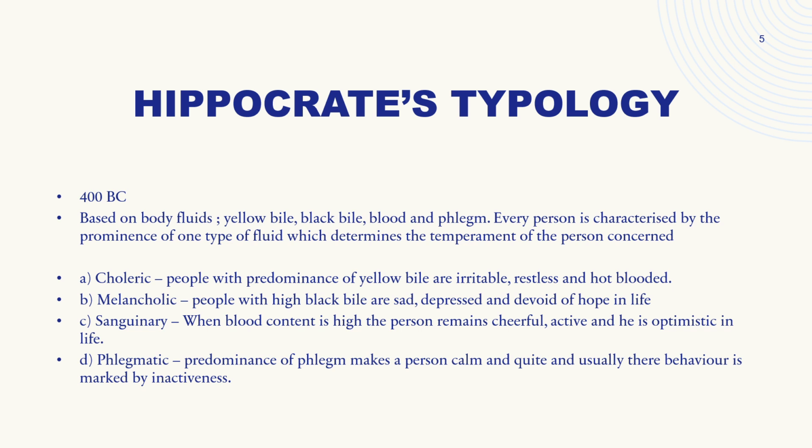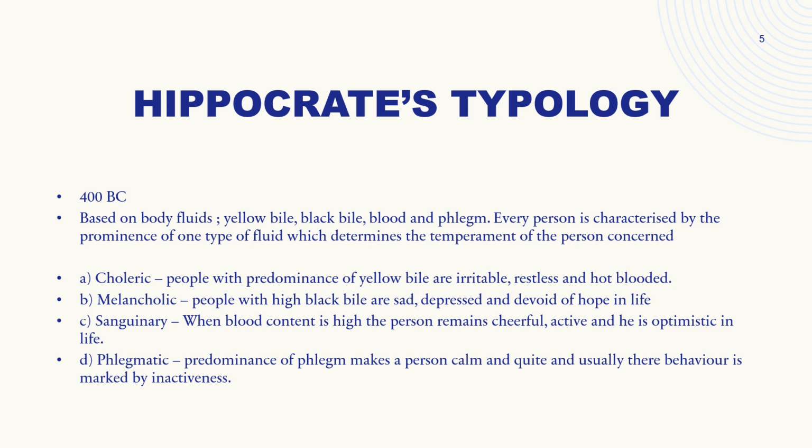Choleric type of people are those who have a predominance of yellow bile. Yellow bile prominence means those people belong to the choleric type, and their characteristics are that they'll be irritable, restless and hot-blooded. They won't be able to sit in one place for a long time. They'll always be restless. They'll keep moving around and keep working like that. They won't rest.